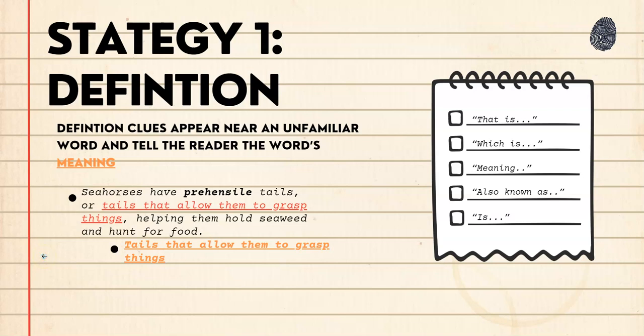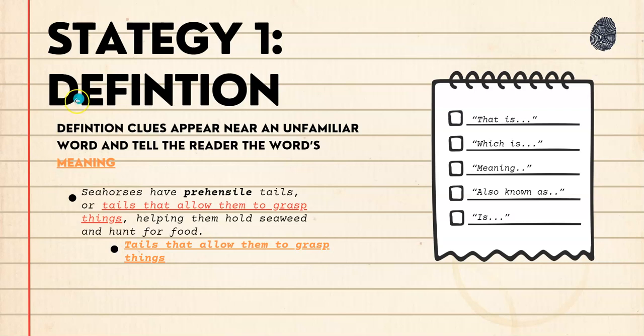On your note-taking sheet, make sure that you have the word meaning filled in. And then on your example sentence, I want you to underline what is underlined here on the screen and written in red. So take your pencil and underline where it says tails that allow them to grasp things. And then underneath the example, right here in orange, we have the meaning for prehensile, and you're adding this to your note-taking sheet as well.